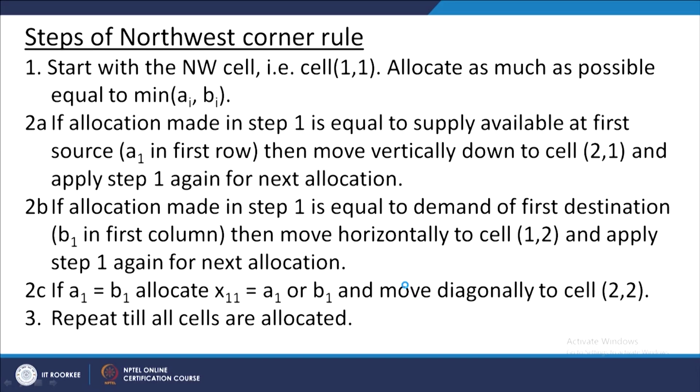Step number 2a, if the allocation made in step number 1 is equal to the supply available at the first source, that is A1 in the first row, then move vertically down to cell number 2 1 and apply step 1 again for the next allocation. However, if the allocation made in step number 1 is equal to the demand of the first destination, then move horizontally to cell 1 2 and apply step 1 again for the next allocation. If A1 is equal to B1, then allocate x11 equal to A1 or B1 and move diagonally to cell number 2 2. Repeat till all cells are allocated.